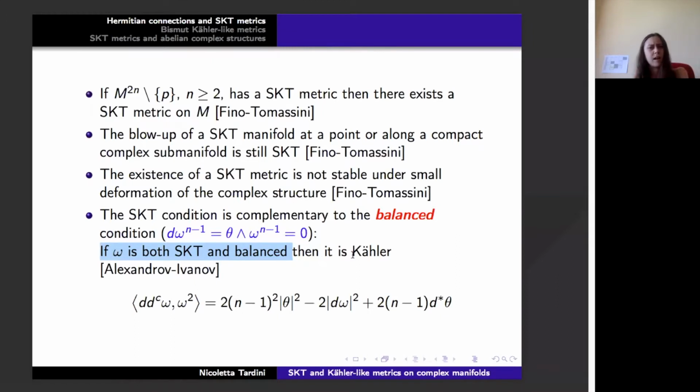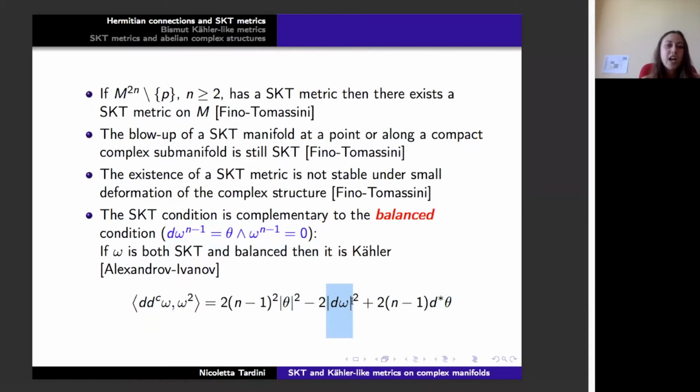Actually, this can be proven directly using Hodge theory, but you can also take this formula of Alexandrov and Ivanov, and you see the implication immediately. Suppose that omega is SKT, so dd^c omega is 0 by definition. So the left-hand side in this equality is 0. And suppose that omega is also balanced. So balanced means theta is 0, so this term is also 0. So you are left with omega, which must be 0, so omega is Kähler.